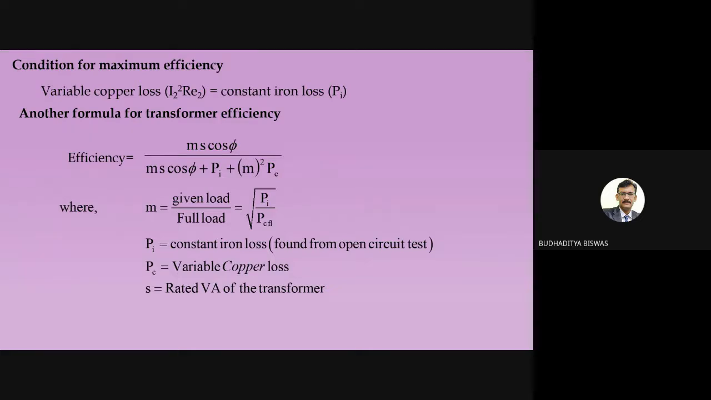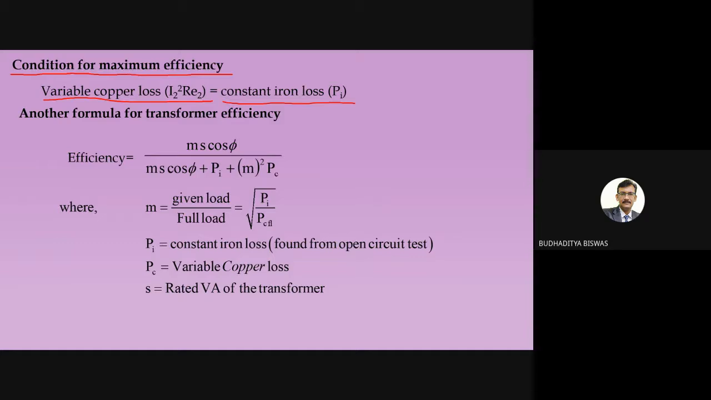So you have a proof? No, you don't have any proof right now. What is the condition for maximum efficiency? You need to remember this one. When the variable copper loss is equal to the constant iron loss, only then does the maximum efficiency occur in the case of a transformer.